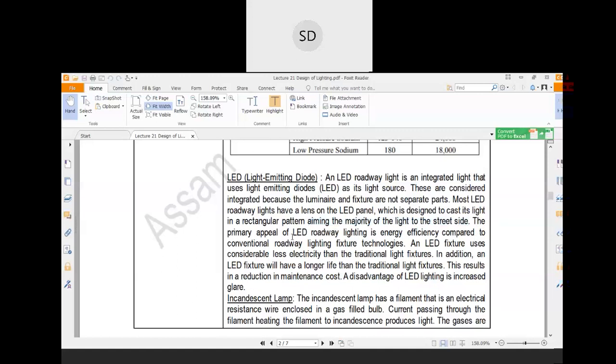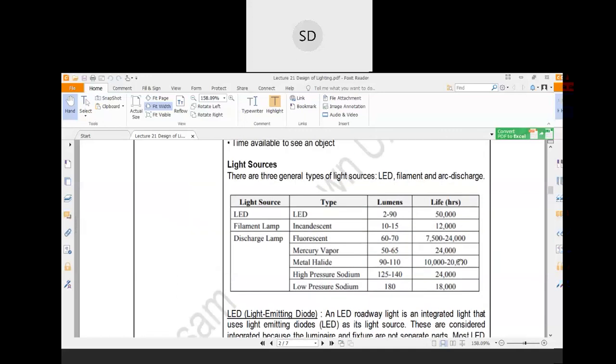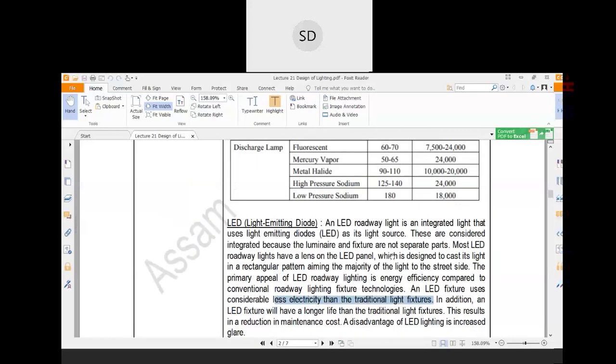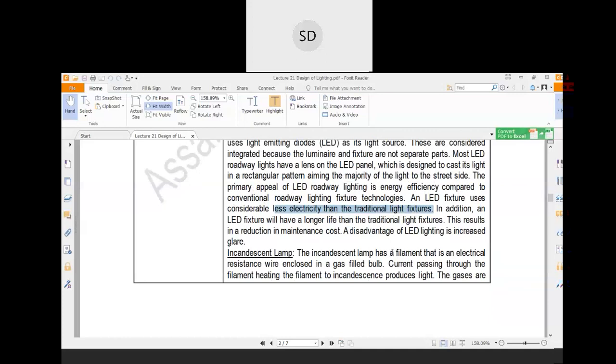Now the primary appeal of LED roadway lighting is energy efficiency compared to conventional roadway lighting. These LED lights are very energy efficient, and LED fixtures use considerably less electricity than the traditional light fixture. In addition, an LED fixture will have a longer life. As you can see from the table, these LED lights have a longer life than the other types of sources. Then next is the incandescent lamp.